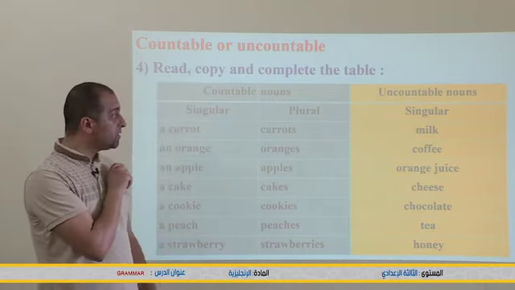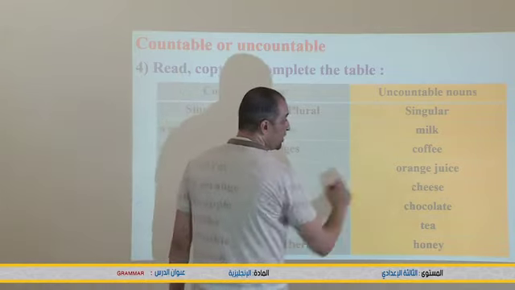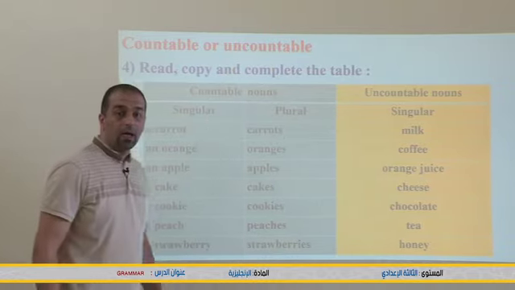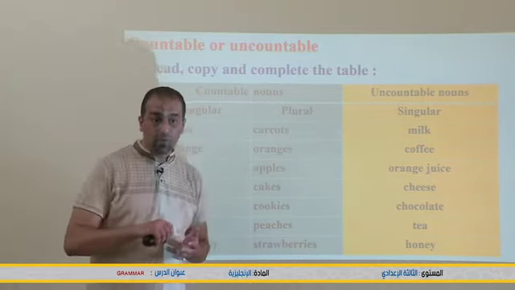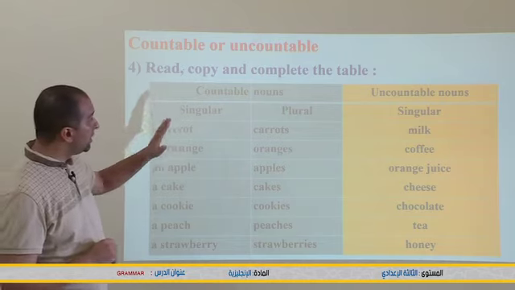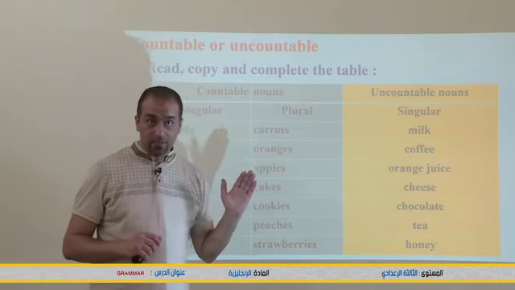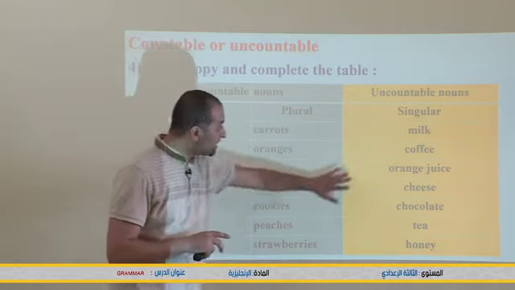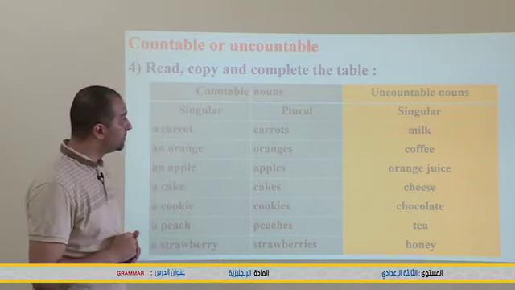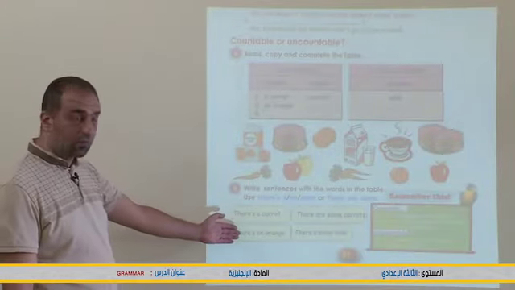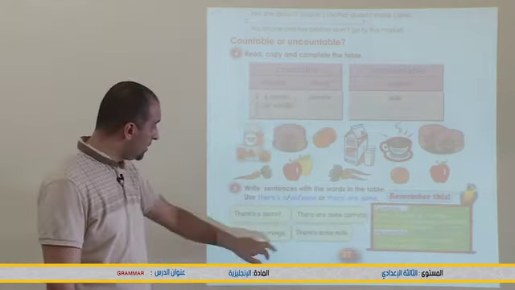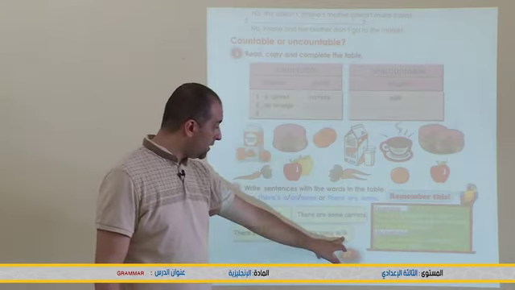For uncountable nouns, I add cheese, chocolate, tea, and honey. Of course, this chart should be written in your exercise copybook. After you finish this, we move to exercise 5, where we can use these food and drinks, these nouns, to write sentences. So these are the examples which are given to us. Look here, carrots that we have here in the chart, an orange, and milk.